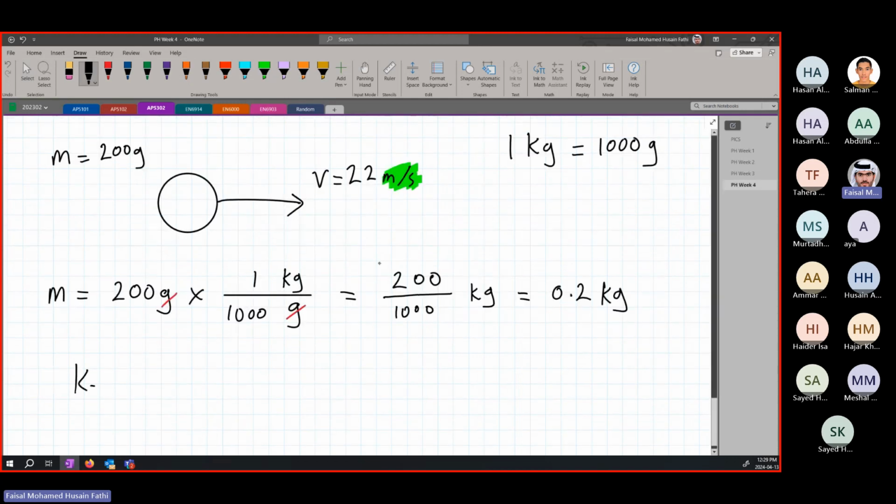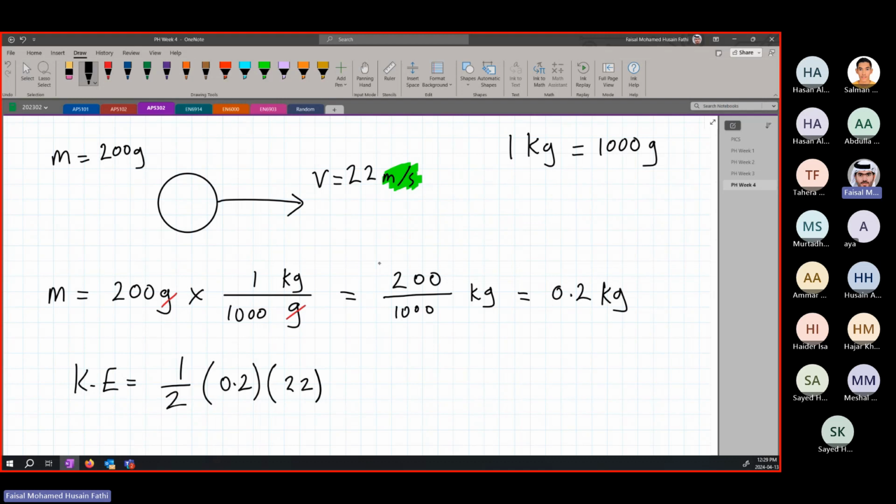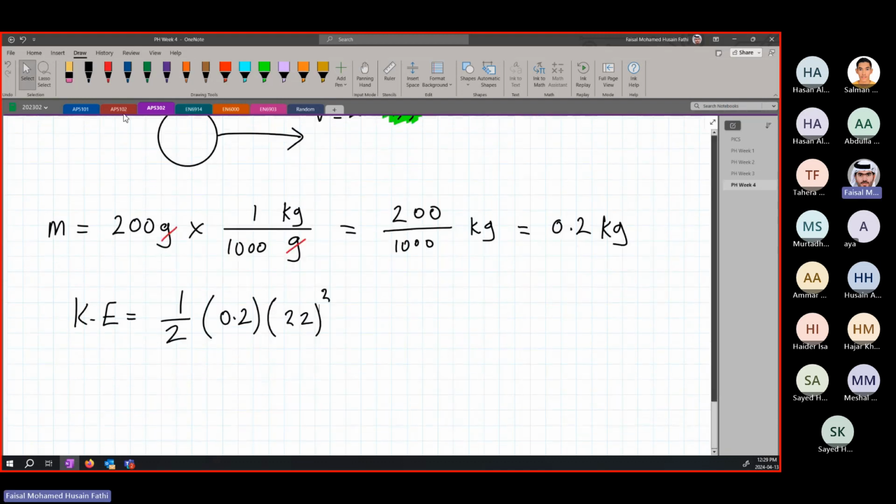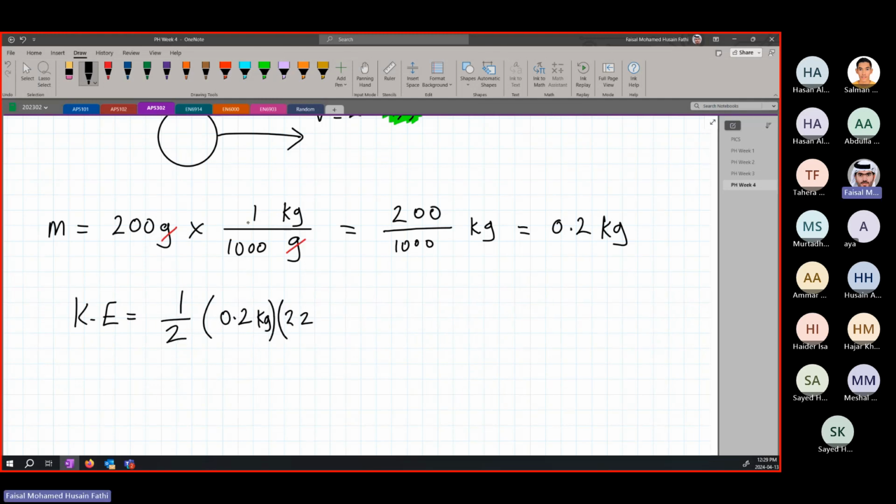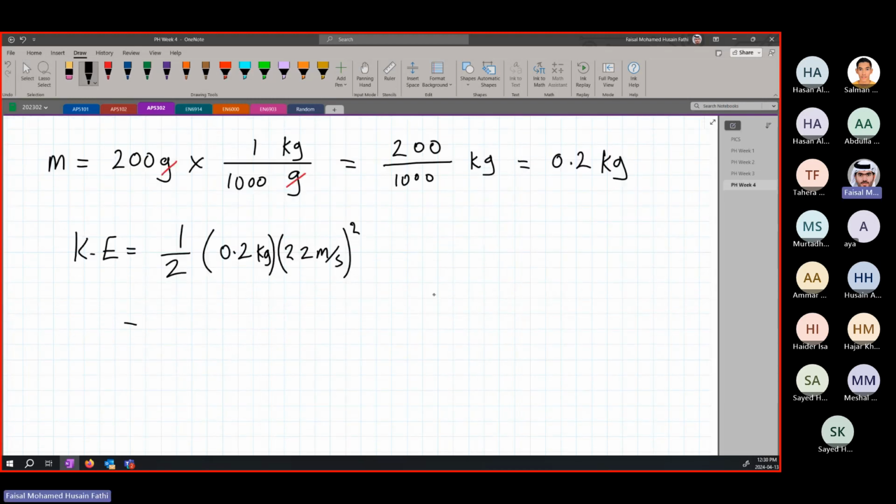So we have the mass. Kinetic energy is going to be equal to half m, which is 0.2 kilograms, times 22 meters per second squared. Let me put it with units so that I can also explain how the units will work. This is going to be 0.2 kilograms, and this is meters per second, all of it squared. If we simplify this, this is going to be half times 0.2 kilograms, and now we have to square this. So 22 squared is equal to 484.